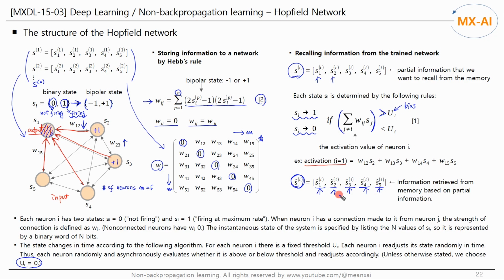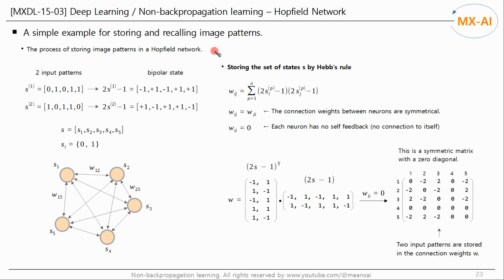This increases the likelihood of convergence to a stable state. Otherwise, the network may oscillate. Next, let's look at the process of storing and recalling image patterns in a Hopfield network through a simple example.